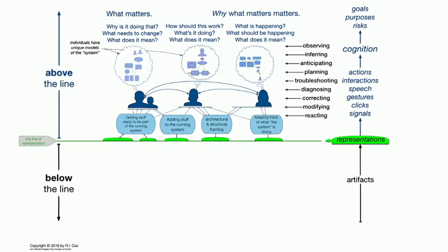So once you adopt this perspective, once you step away from the idea that below the line is the thing you're dealing with and understand that you're really working above the line, all sorts of things change.